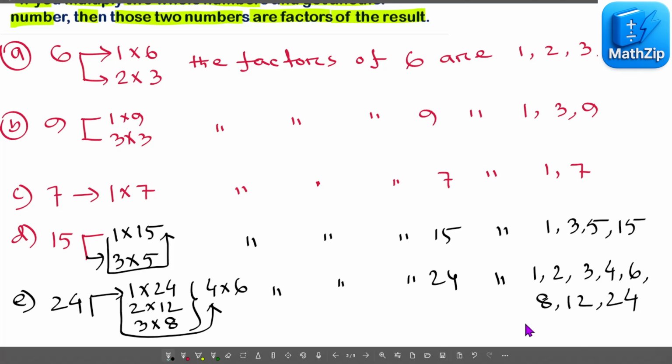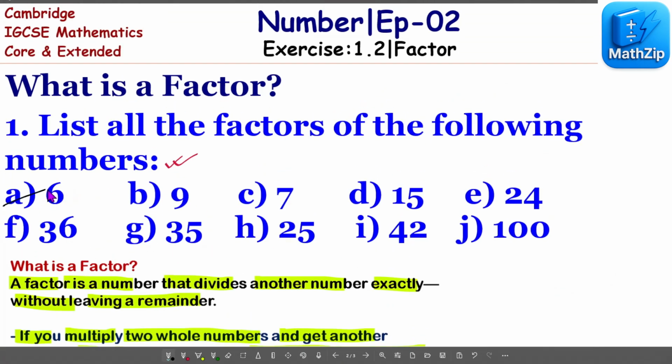So you should maintain lowest to highest or highest to lowest order. Do not take numbers randomly, just serially. So we have already completed A, B, C, D, E, and we have to find more.